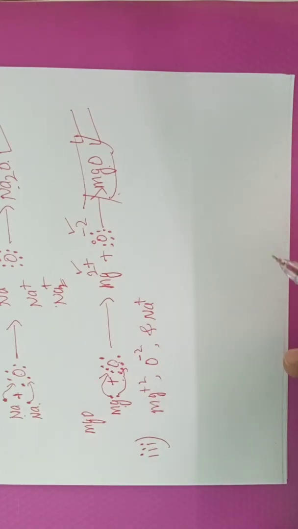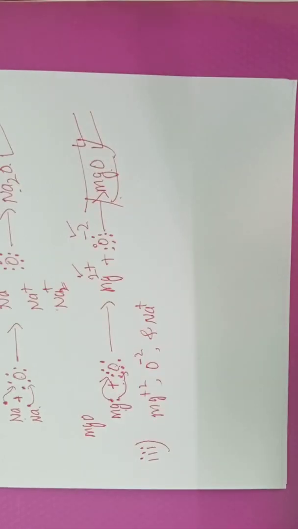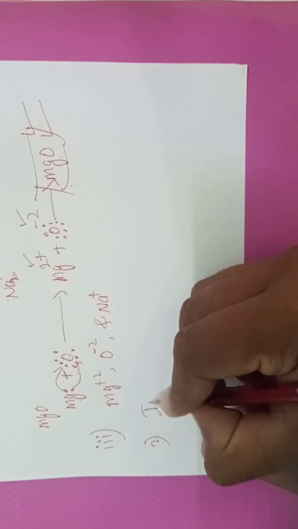So the next question, the second question, is: why do ionic compounds have high melting points? Ionic compounds have a high melting point, why? So the answer is very simple. These ionic compounds are formed by an attractive force.